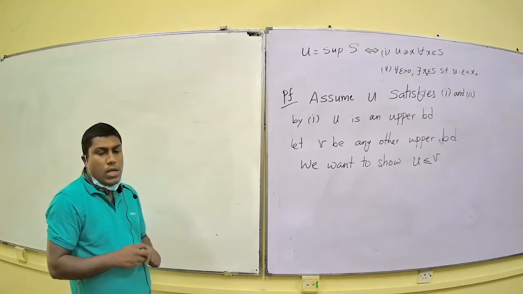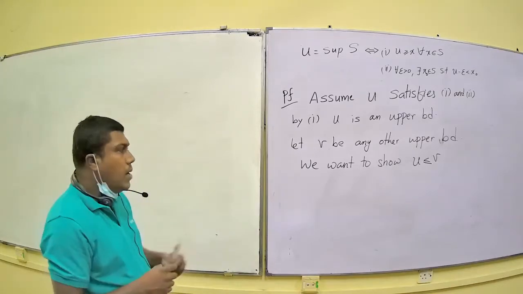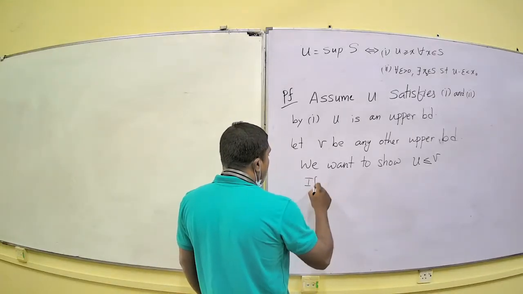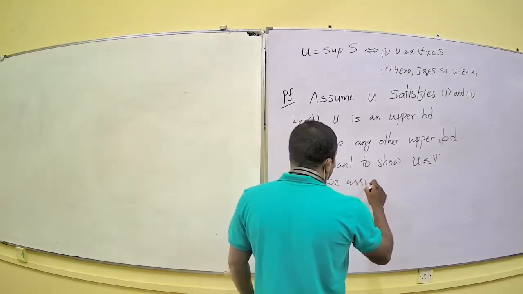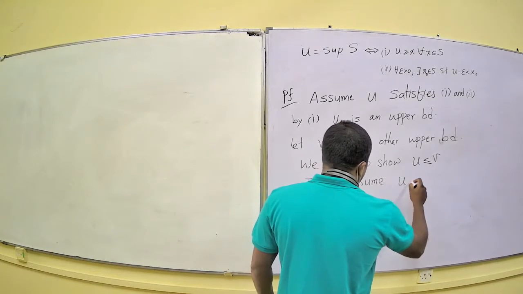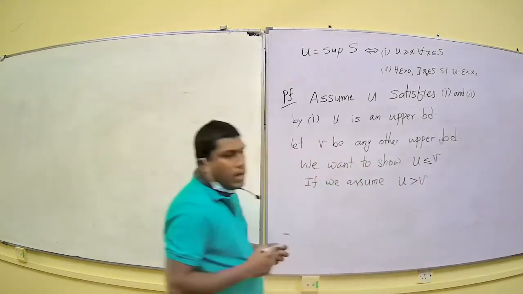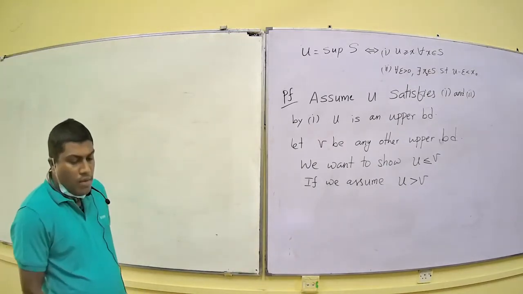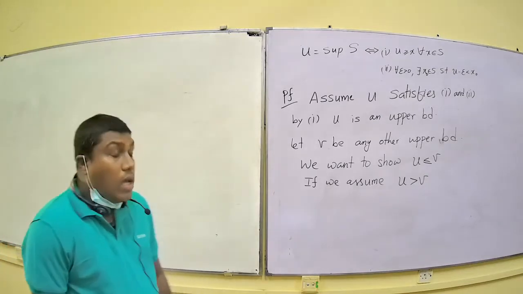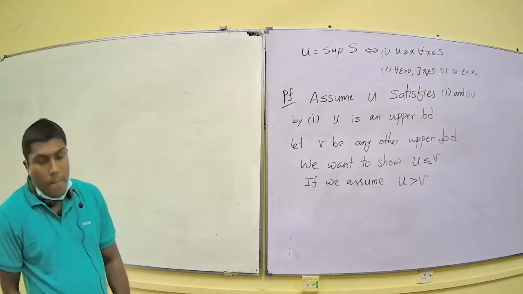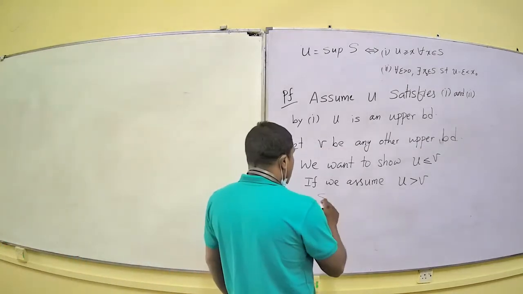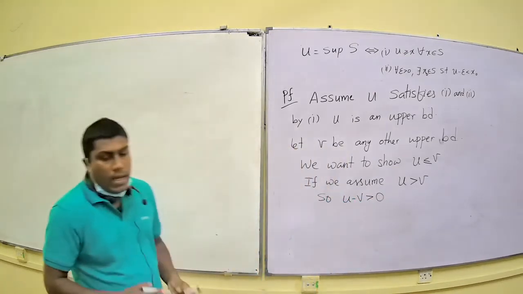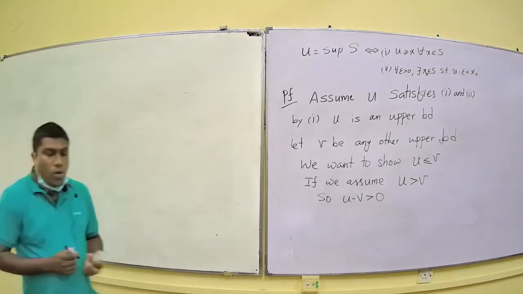Again, I will show this by using a contradiction. Let us assume that U is strictly greater than V, and if we get a contradiction, then that is enough to show that U is less or equal to V. So if U is greater than V, then U minus V is greater than 0. You will know that.